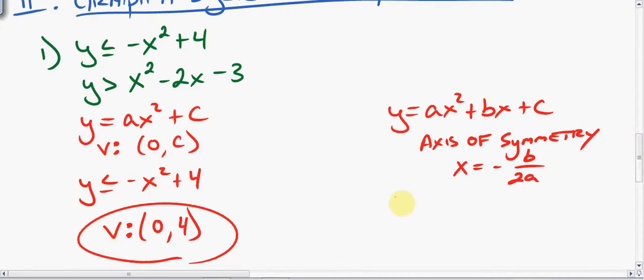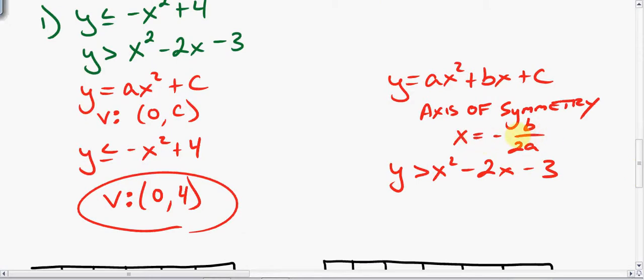Second inequality, which is y is greater than x squared minus 2x minus 3. We have to do a little bit of math. So first we want to find our axis of symmetry, which is x equals the opposite of negative 2 all over 2 times 1. Two negatives make a positive. So we've got 2 over 2, which is equal to 1. So our x value of the vertex is 1.